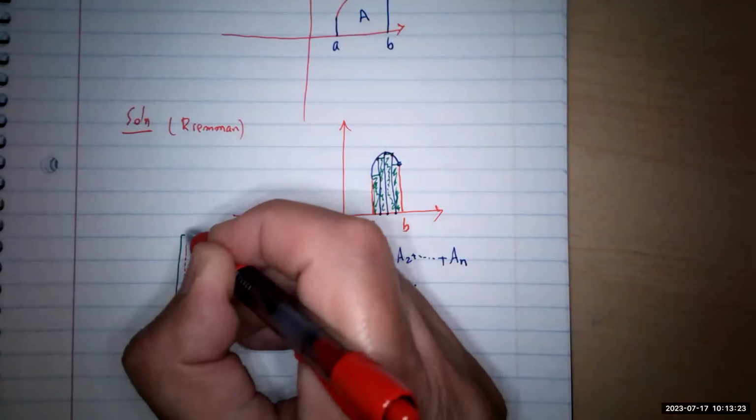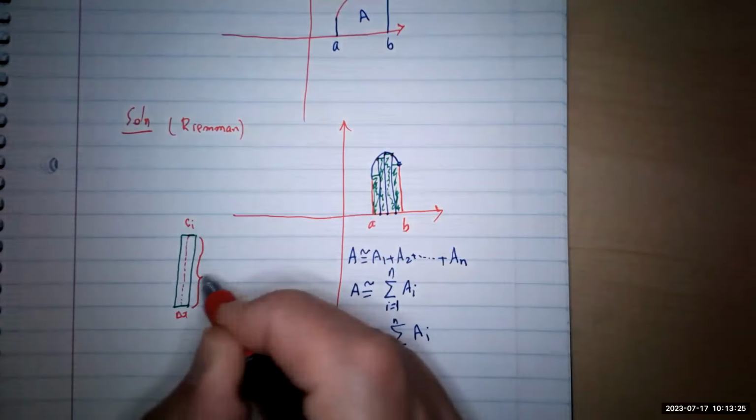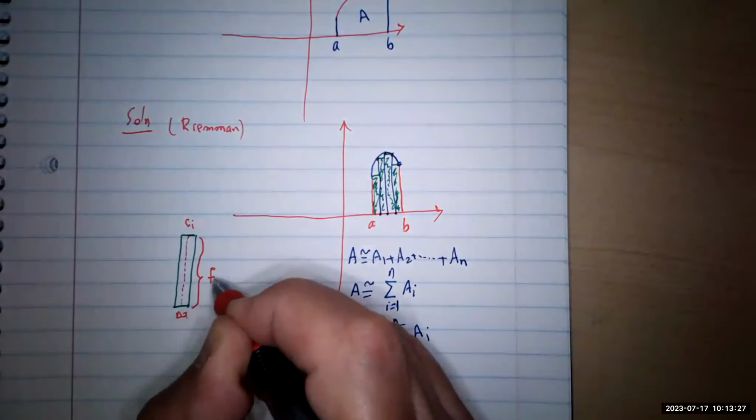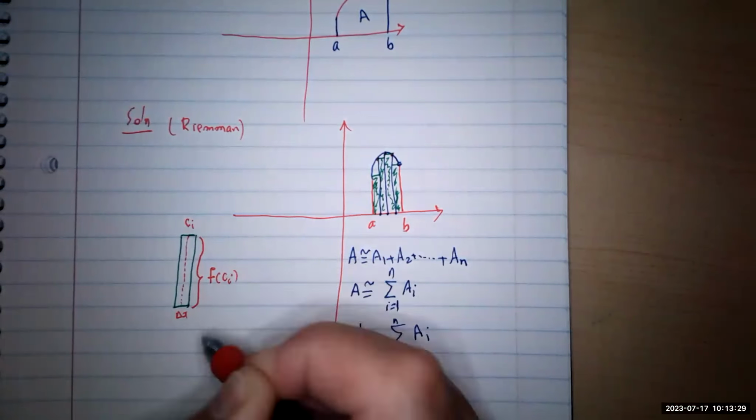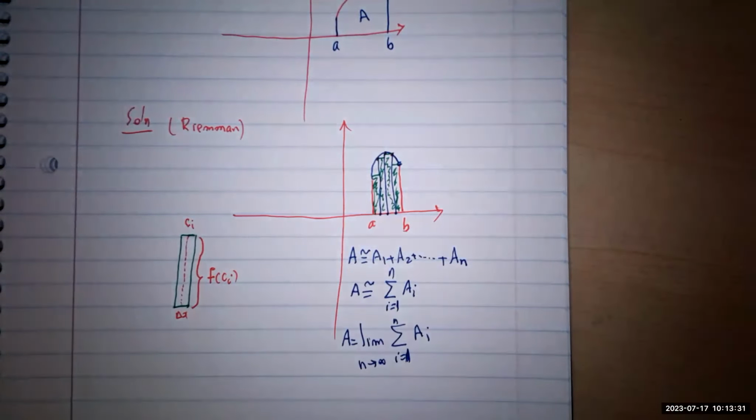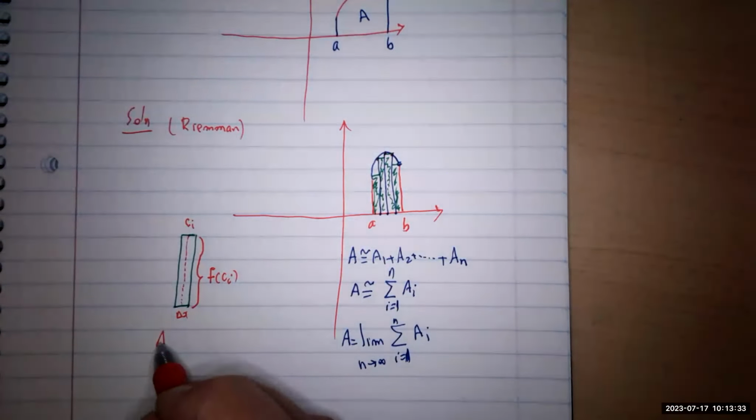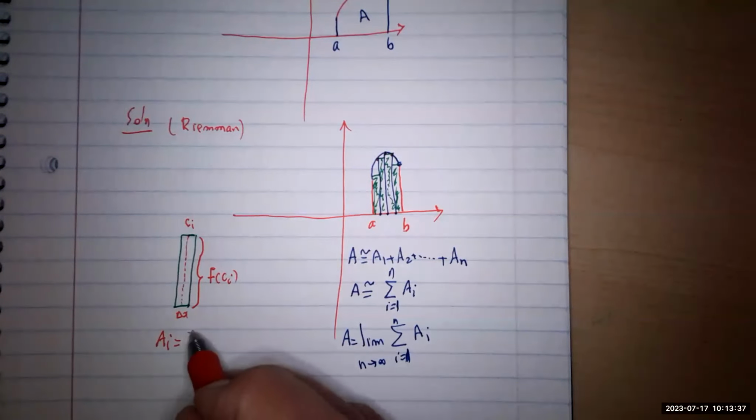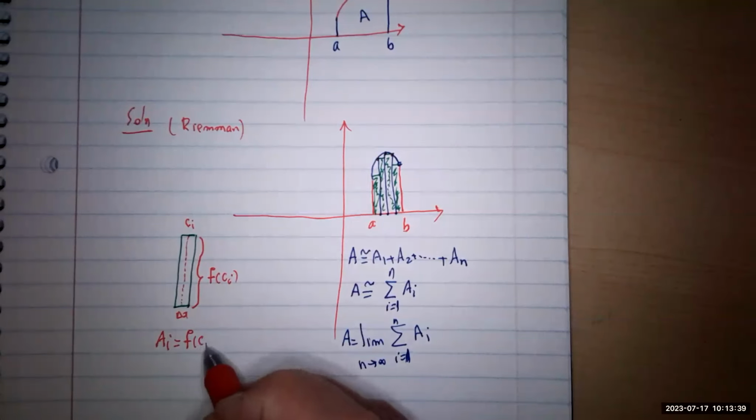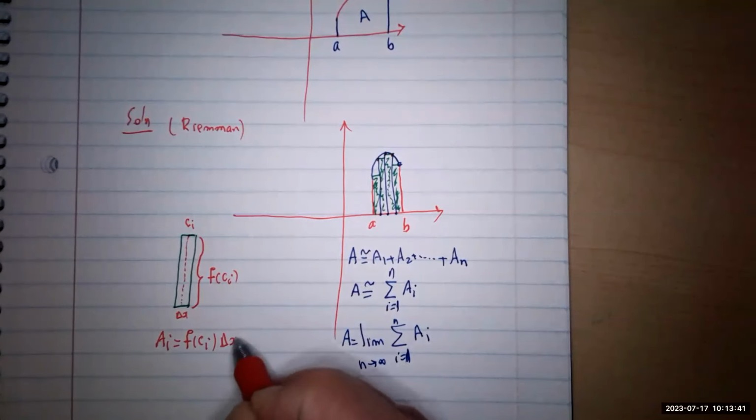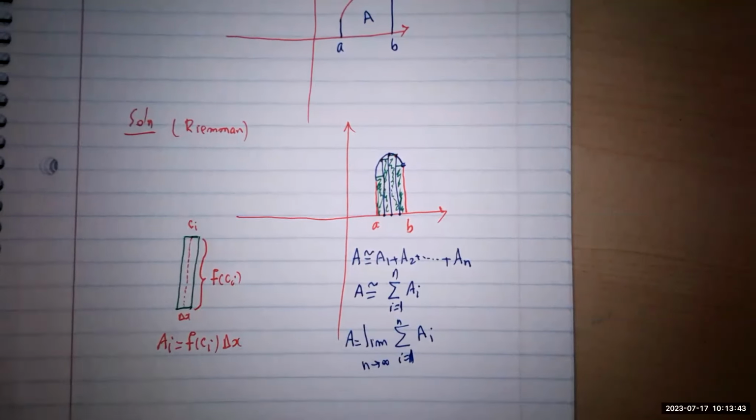Okay, I call this point ci, and this is going to be f of ci. So for each rectangle, the area of a rectangle is going to be the product of a dimension, which is going to be f of ci times delta x, roughly. I'm going to explain it in more detail in a minute.